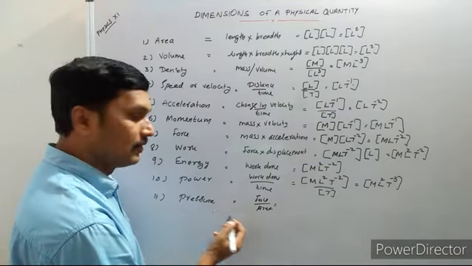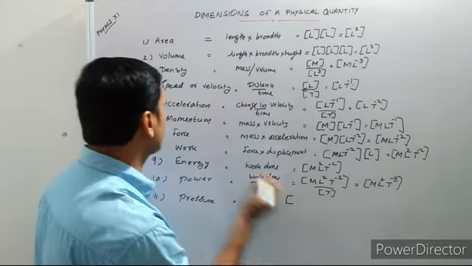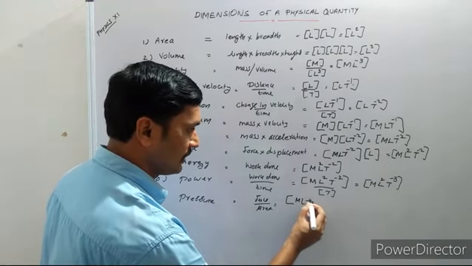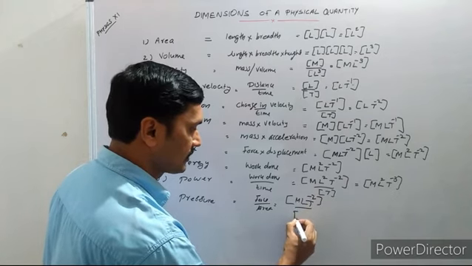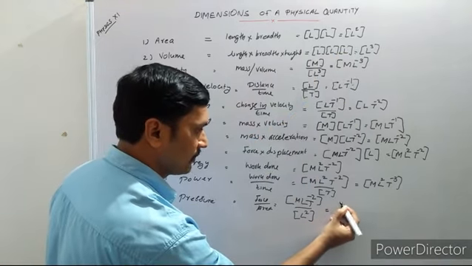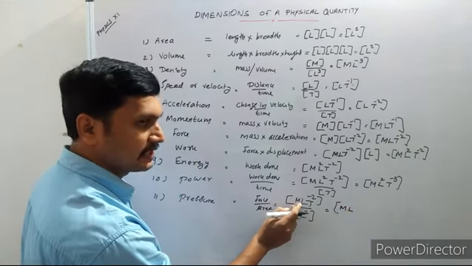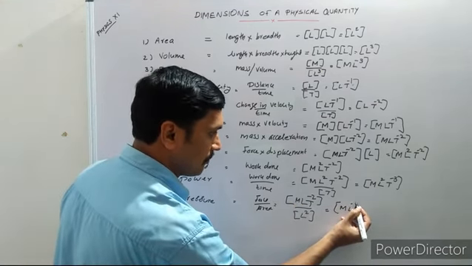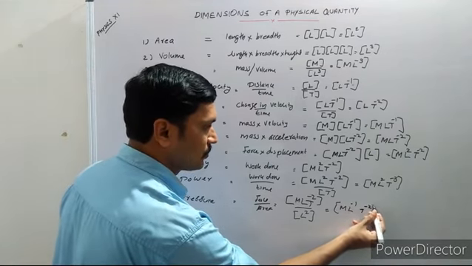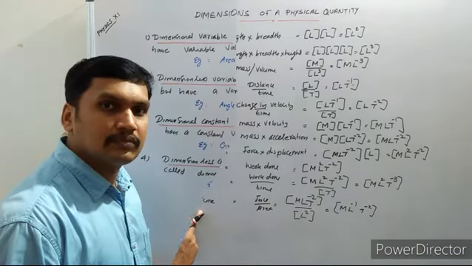Now pressure. The equation for pressure is force by area. What is the dimension of force? It is M L T raised to minus 2, divided by the dimension of area. What is the dimension of area? L raised to 2. So rearranging, we get M L raised to 2 and L raised to 1 is here, so it becomes L raised to minus 1. M L raised to minus 1 T raised to minus 2. That is the dimension of pressure.